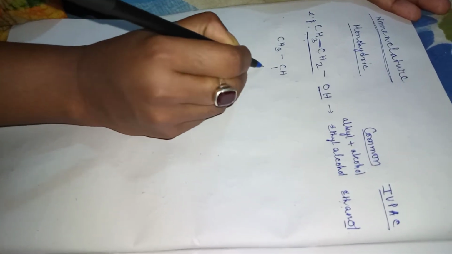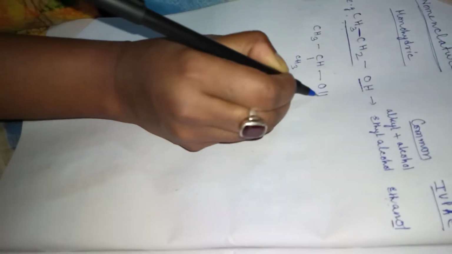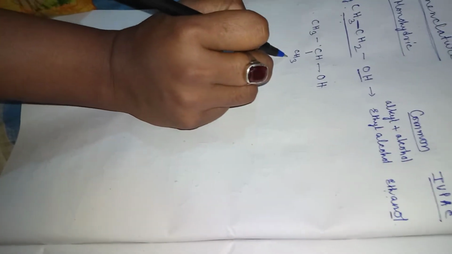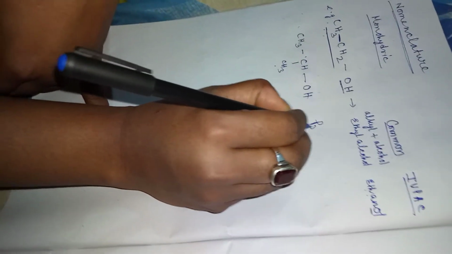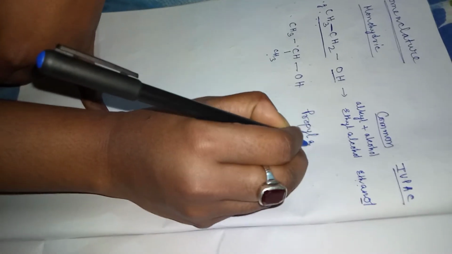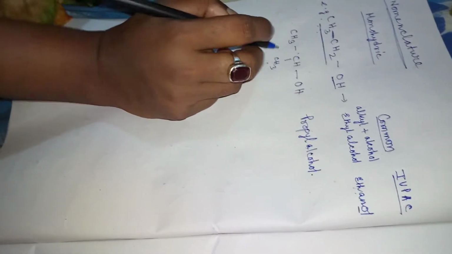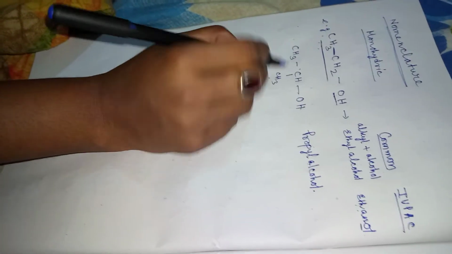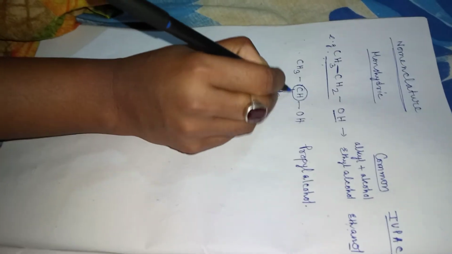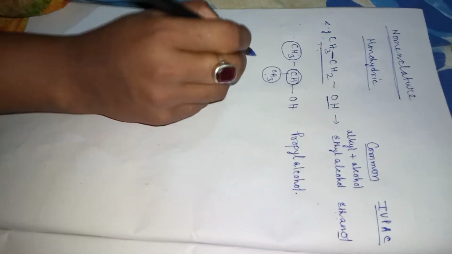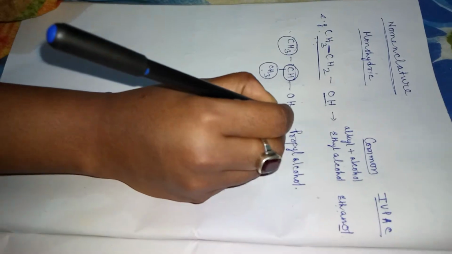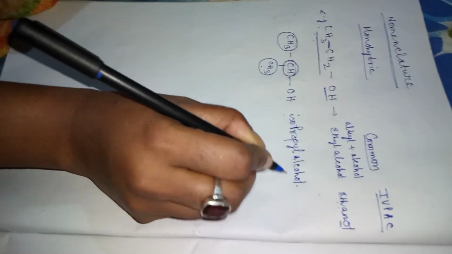Another example: suppose I am writing it here, CH3 CH(OH) CH3. How many carbons are there? Three carbons, so it is propyl, and we write propyl alcohol. But it is not a simple or normal propyl alcohol, it is a branched one, and this carbon has two similar groups. Iso means similar, so we write isopropyl alcohol as the common name of this compound. Very important, remember.